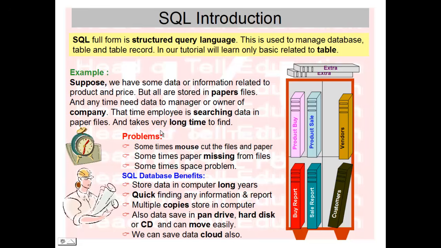Now other problems are: sometimes mice cut the files and paper. Sometimes paper goes missing from files. Sometimes there is a space problem, because we fill each and every almirah with files, we need to put extra files in other places, we have to put them here like this.